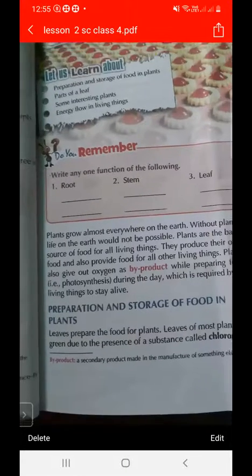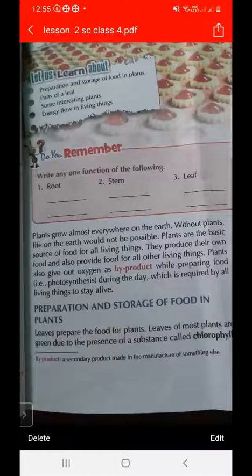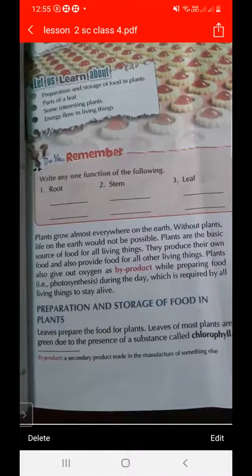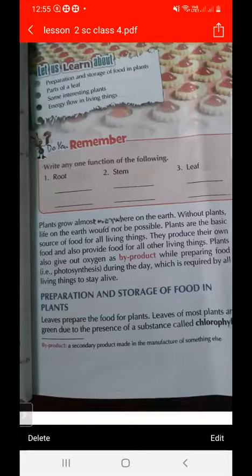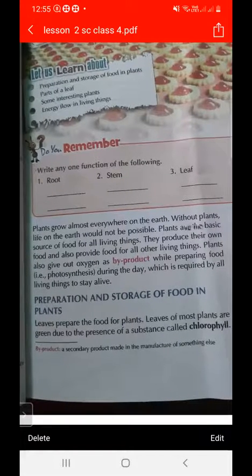Here the question arises: why would life on the earth not be possible without plants? Because plants give us oxygen and consume carbon dioxide, so they provide oxygen for living things to stay alive. So without plants, life on the earth would not be possible, because they provide oxygen for living beings.